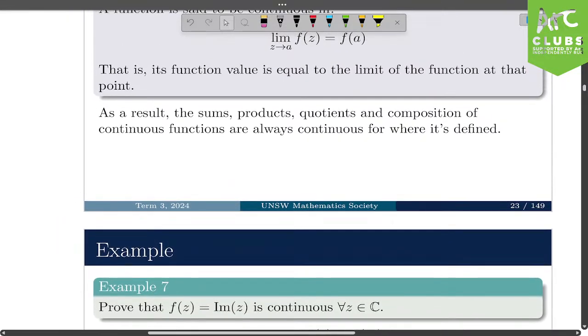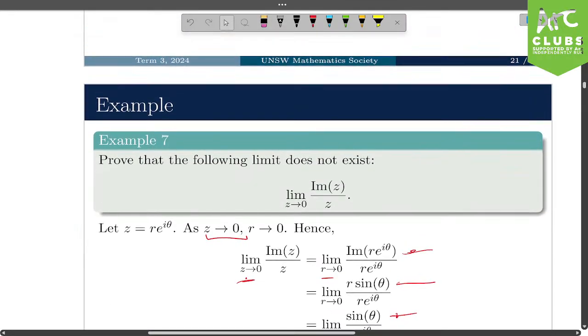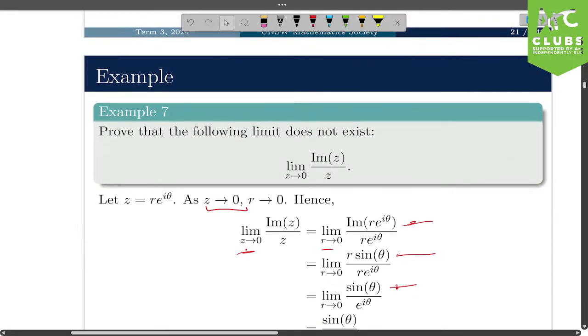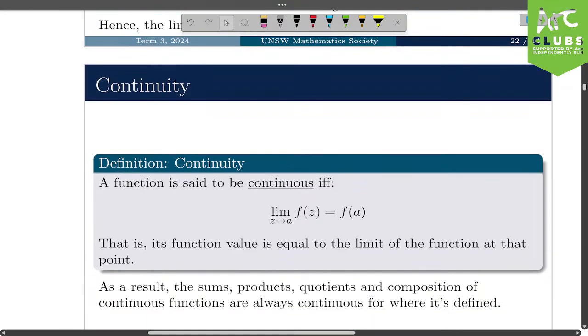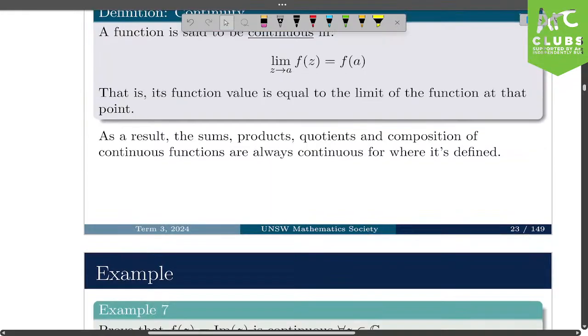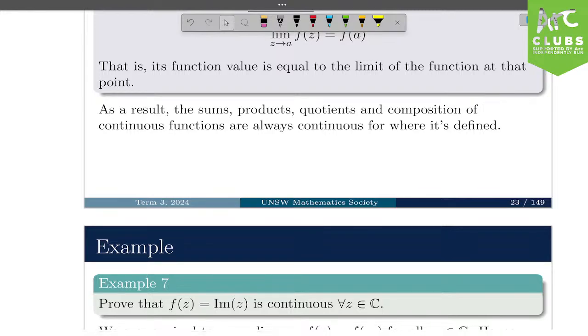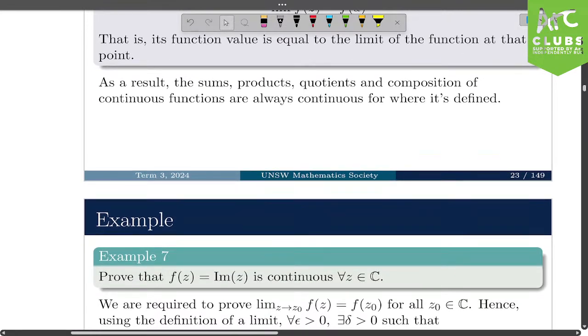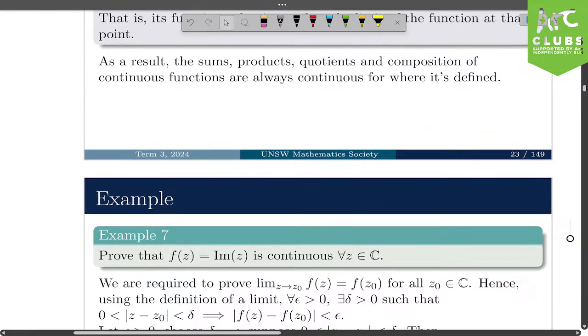What did we prove before? We proved that the imaginary part of z over z has no limit. But now we're going to prove that f of z equals the imaginary part of z is continuous. So how do we do this? We use the epsilon delta definition. We're required to prove that as z approaches z0, f of z approaches f of z0.